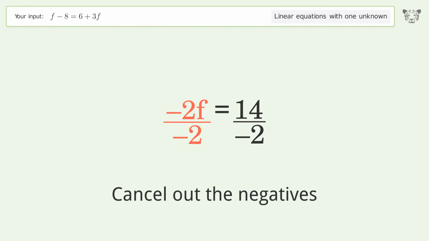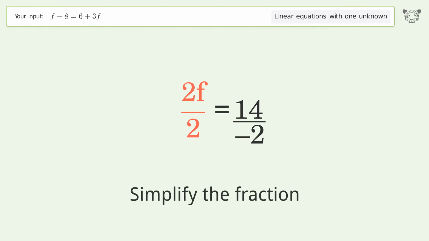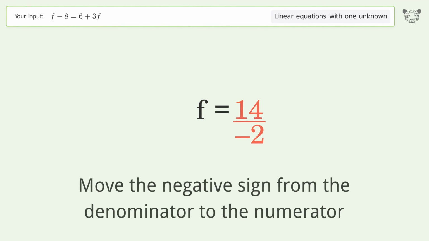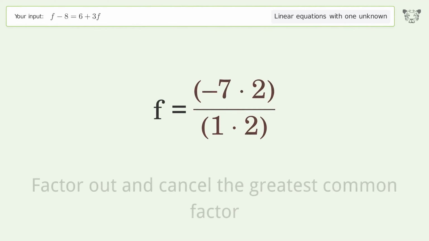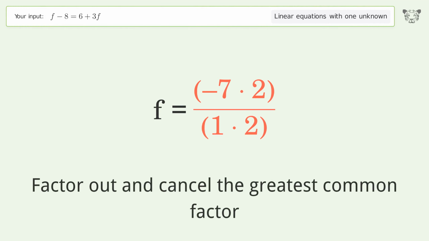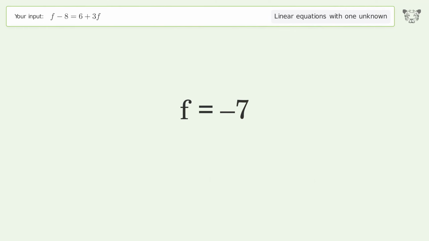Cancel out the negatives. Simplify the fraction. Move the negative sign from the denominator to the numerator. Find the greatest common factor of the numerator and denominator. Factor out and cancel the greatest common factor. And so the final result is f equals -7.